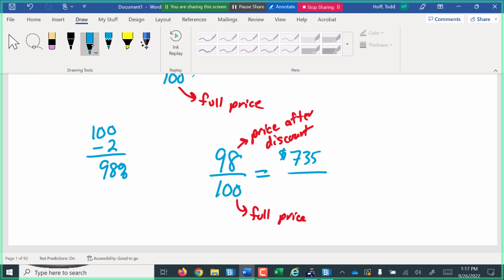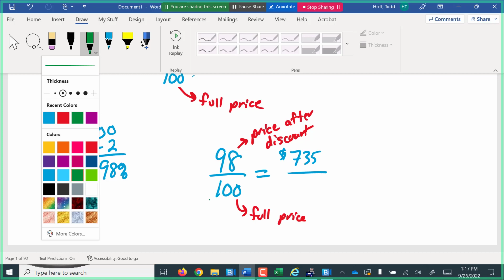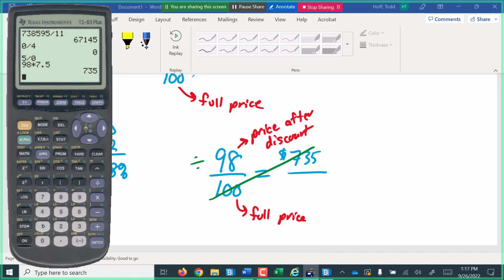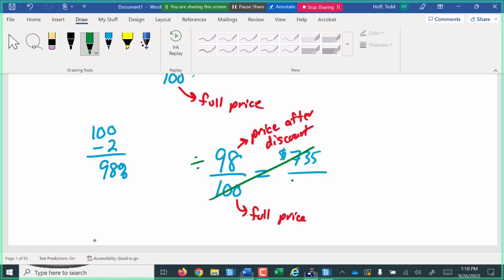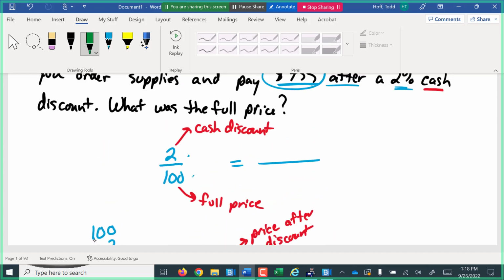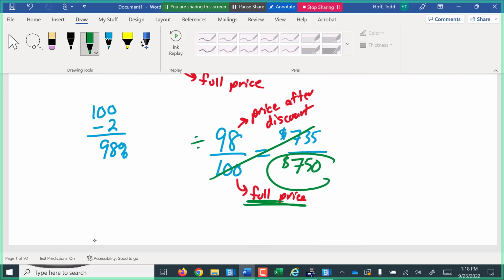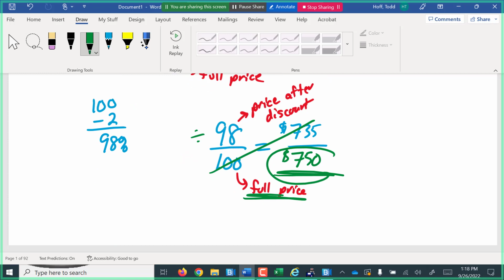So now we cross multiply and divide. 100 times 735 divided by 98. Giving us $750. That was the full price. Now we have to go back and make sure we've answered our question here. And in this case, the question was asking what was the full price. So that is the answer, $750. The only reason we have to double check is sometimes we're asked how much was the discount. If that were the case, we'd have other things we would need to do.